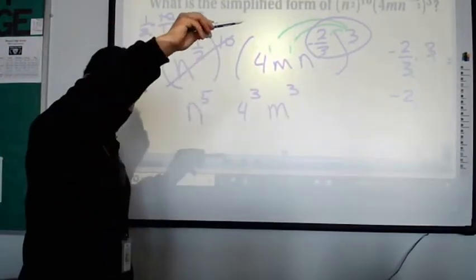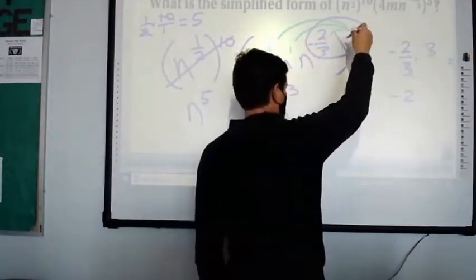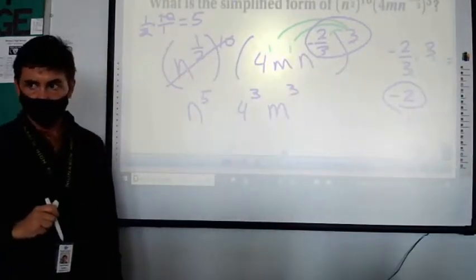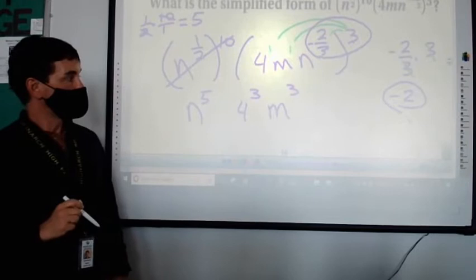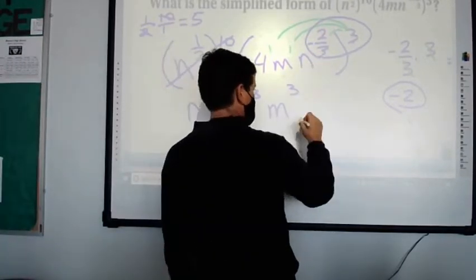If you want to multiply straight across, top and bottom, negative 2 times 3 is negative 6, divided by 3, still negative 2. Wait, Mr. Evans? Yep. Then would you combine the n? We are, yep, yep. So we have n to the negative 2nd.